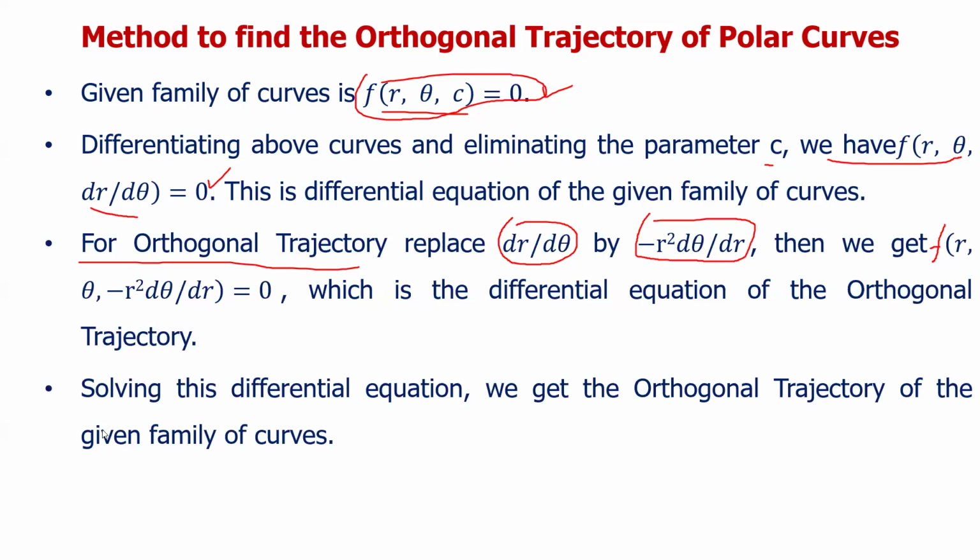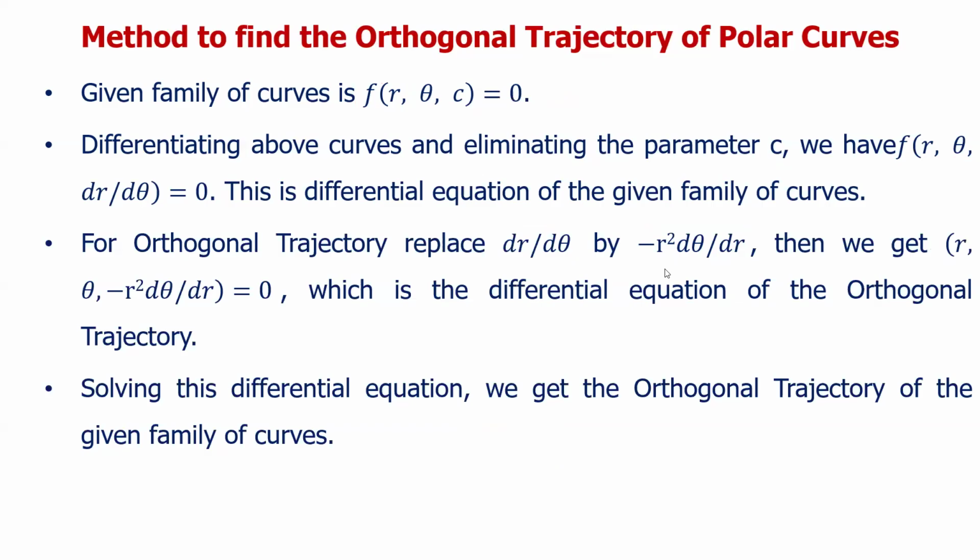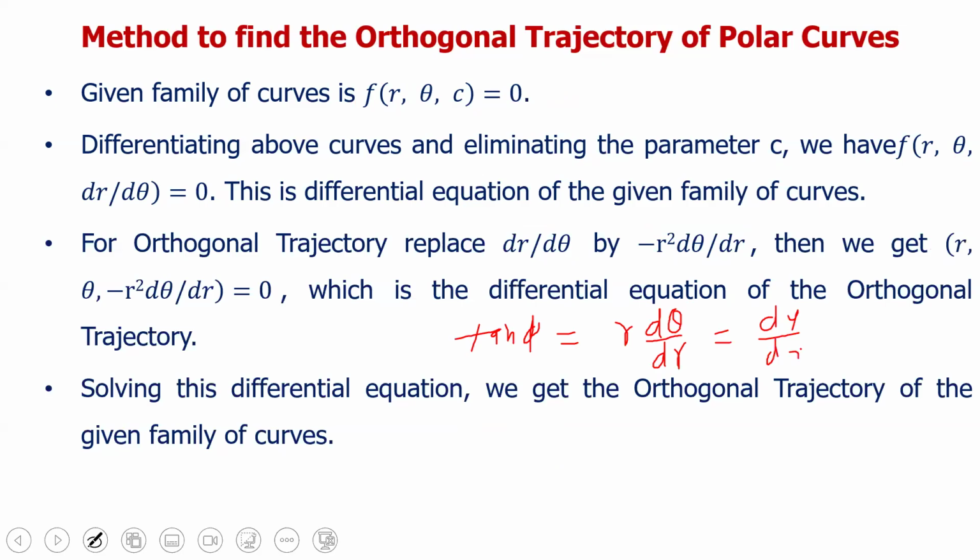Now, there is a question: in the Cartesian curve, we replaced dy/dx by just reversing it, minus dx/dy. So why are we not replacing dr/dtheta by only minus dtheta/dr? Let us see. In the polar form, tan phi is given by r dtheta/dr. So this is the equivalent of dy/dx in the case of the polar form: r dtheta/dr.